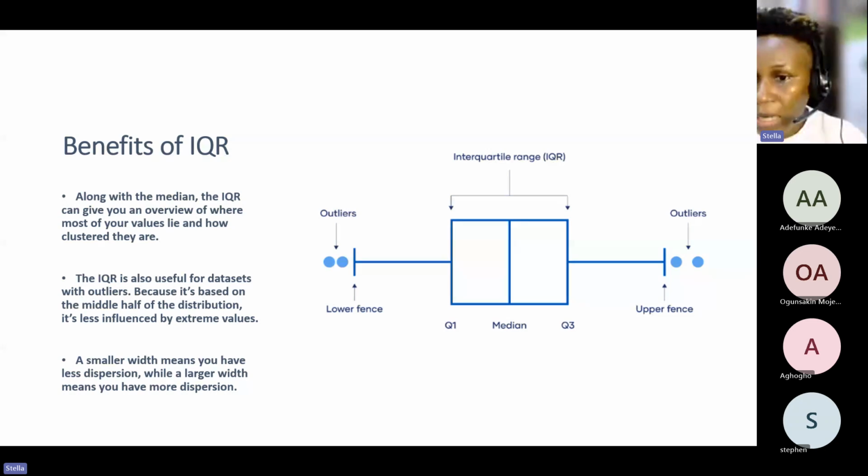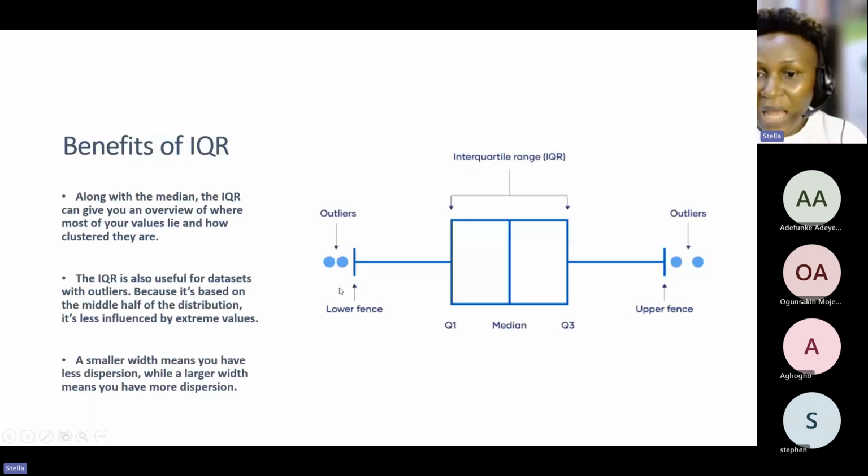Normally it will distribute your data into four quartiles. This is the first quartile. This is the fourth quartile. The second and the third are what we have in the box. So the box is the middle, the second and the third quartile, or the difference between the third and the first, however you want to take it. So this is what measures your interquartile range.